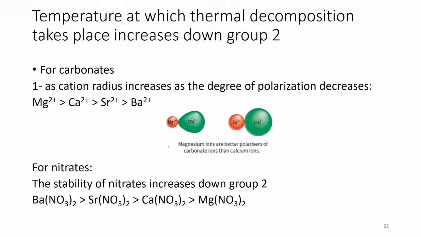This is why the decomposition happens at higher temperature. So going down the group, you are increasing the radius and you are decreasing the polarization, where you are also increasing the stability. This is why the thermal decomposition takes place at higher temperature.